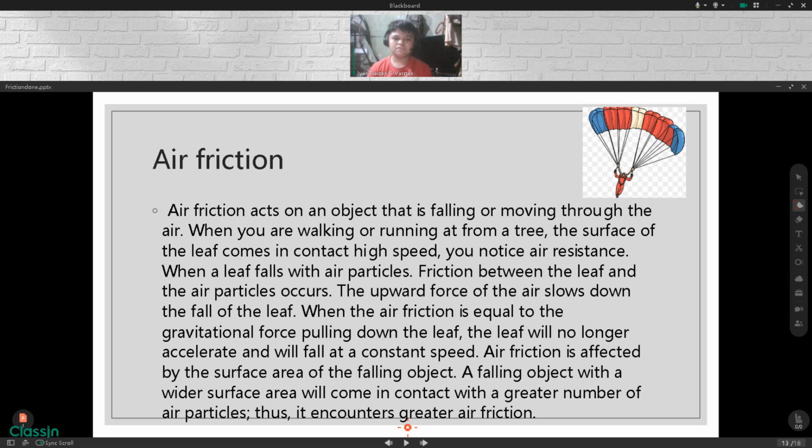When the air friction is equal to the gravitational force pulling down the leaf, the leaf will no longer accelerate and will fall at constant speed. Air friction is affected by the surface area of the falling object. A falling object with a wider surface area will come in contact with a greater number of air particles. Thus, it encounters greater air friction.